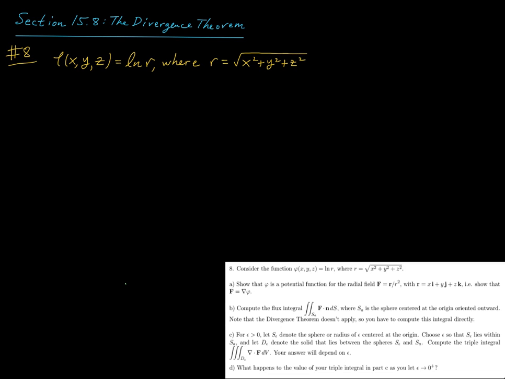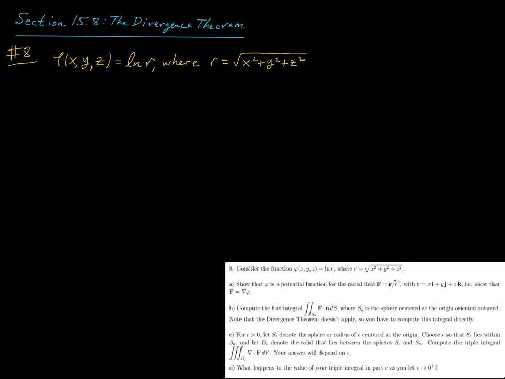All right, and for this last problem on the worksheet, we have question 8. It says, consider the function phi, which is equal to the natural log of r, where r here is the magnitude of the position vector r, which is just xi plus yj plus zk. So in other words, the scalar r here is just the root of x squared plus y squared plus z squared.